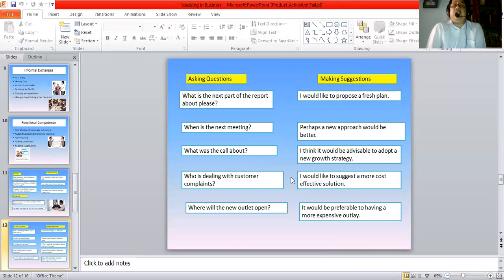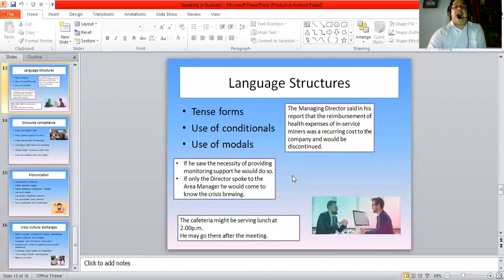Or I can make suggestions like, I would like to propose a fresh plan. Perhaps a new approach would be better. I think it would be advisable to adopt a new growth strategy. I would like to suggest a more cost-effective solution. It would be preferable to having a more expensive outlay.